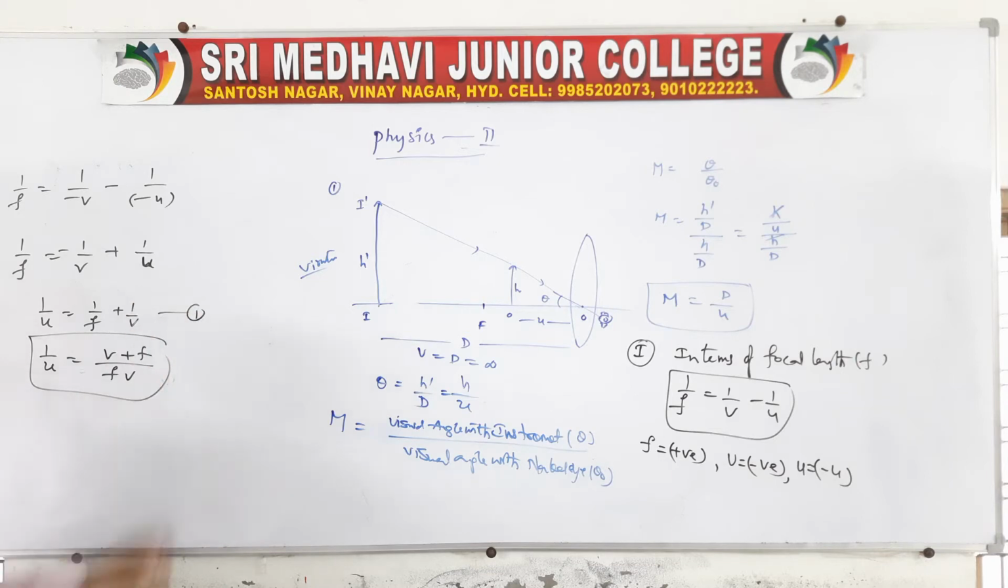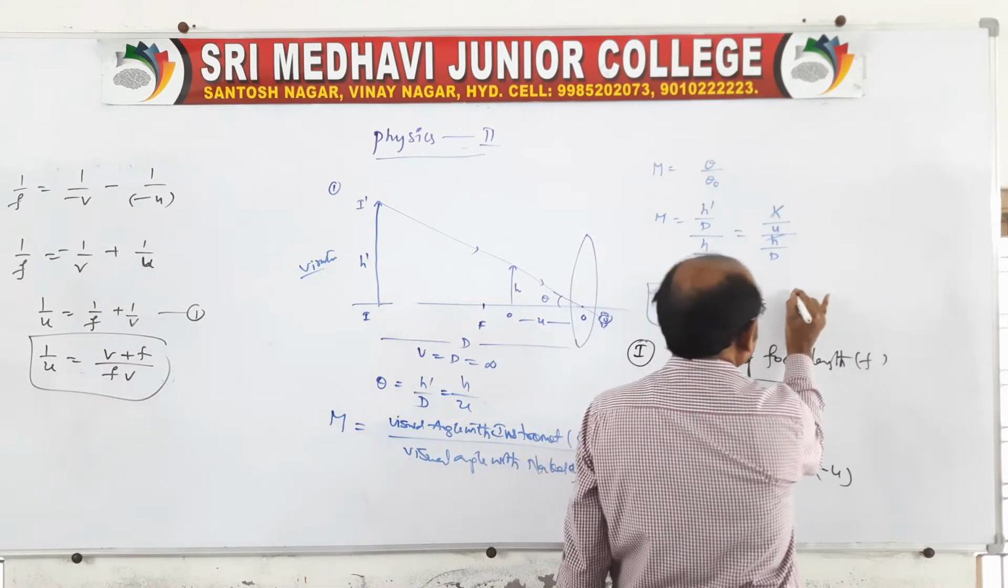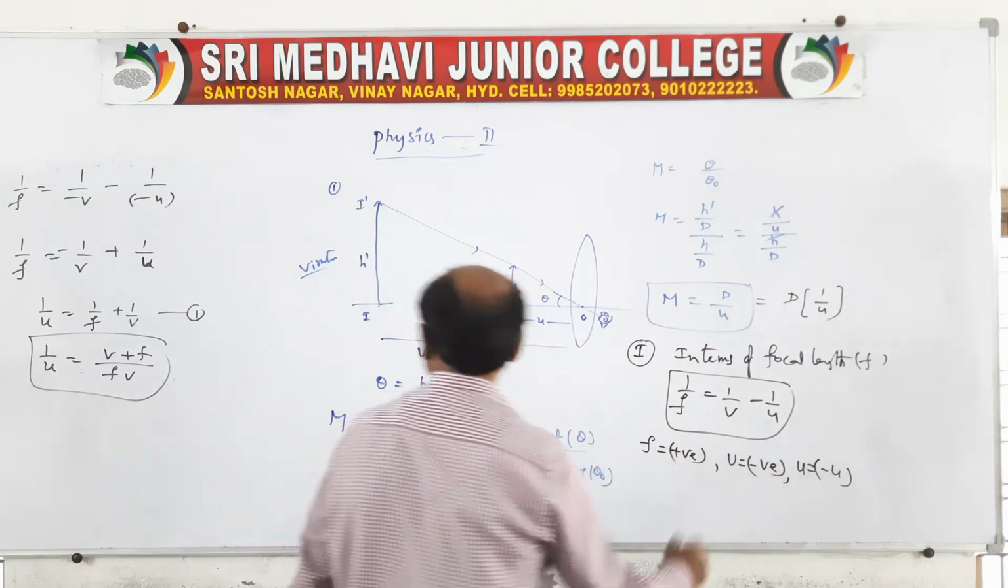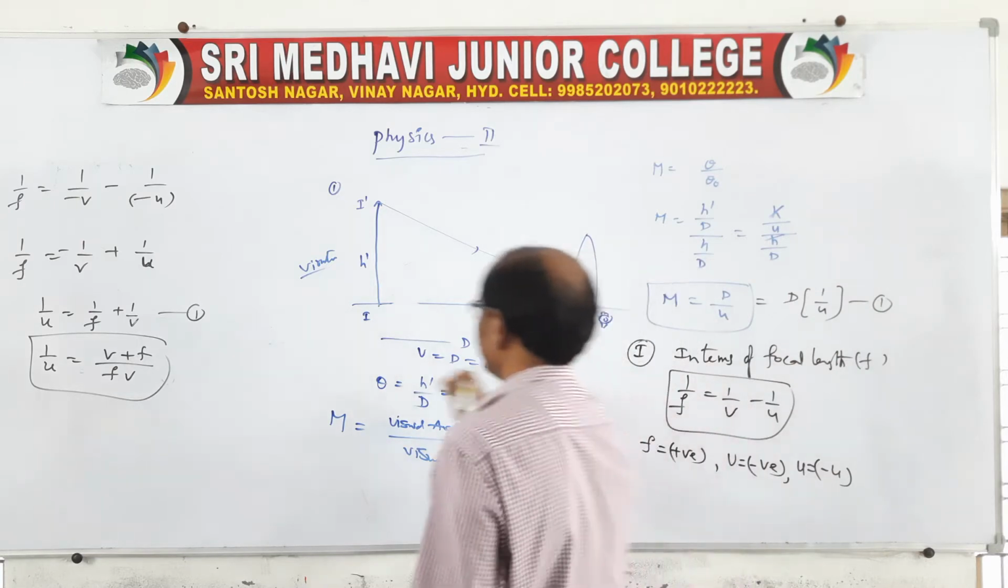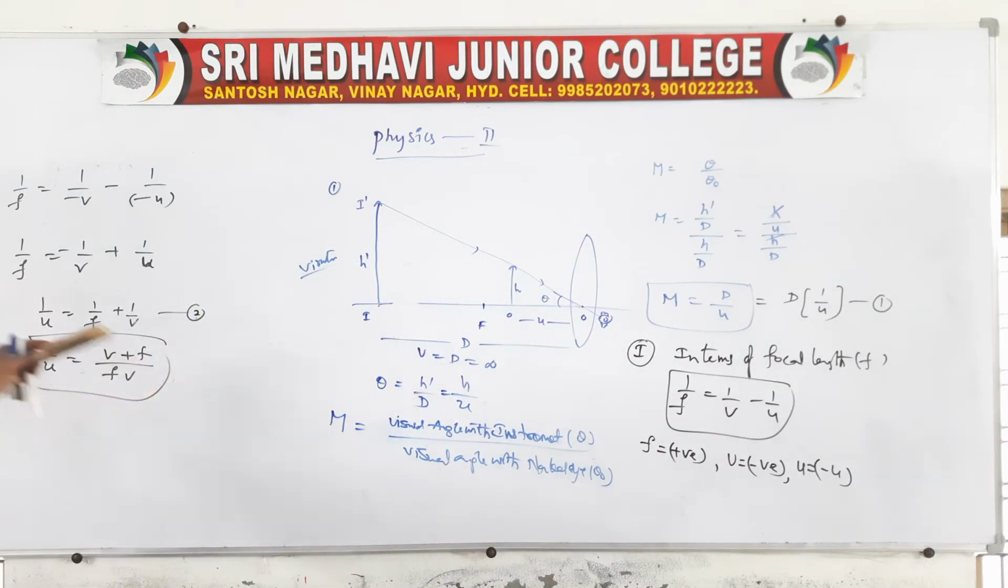Of course, you can directly substitute, there is no problem, because we have magnification equal to d times 1 by u. Yes, we can write it like this. You give this as equation 1, and this as equation 2. Now you directly substitute, therefore from 1 and 2, which is very important actually for 4 marks.